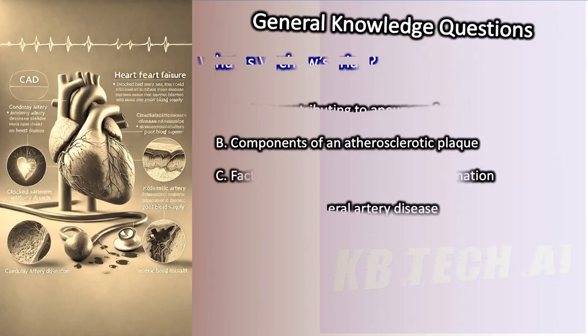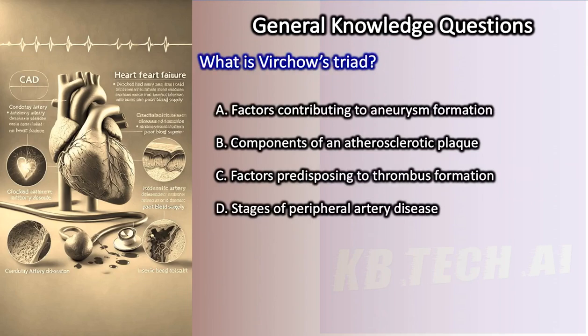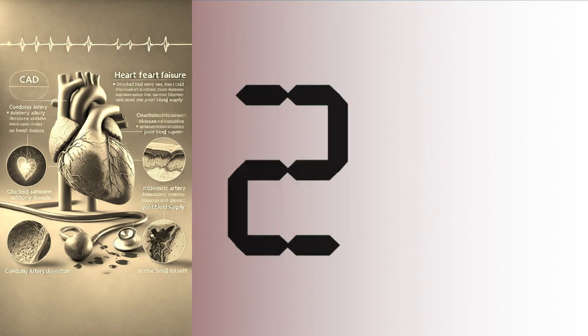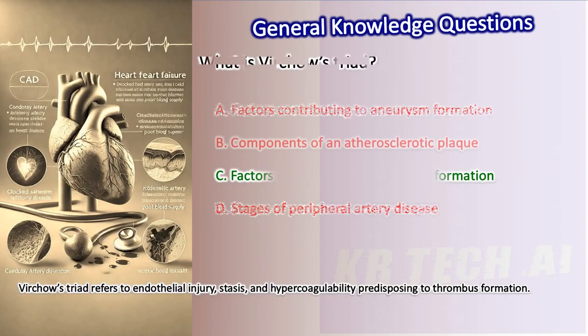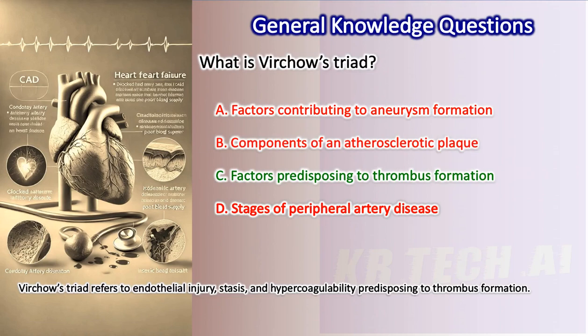Atherosclerosis. Which is Virchow's triad? Option 1. Factors contributing to aneurysm formation. Option 2. Components of an atherosclerotic plaque. Option 3. Factors predisposing to thrombus formation. Option 4. Stages of peripheral artery disease. The answer is option 3. Factors predisposing to thrombus formation.